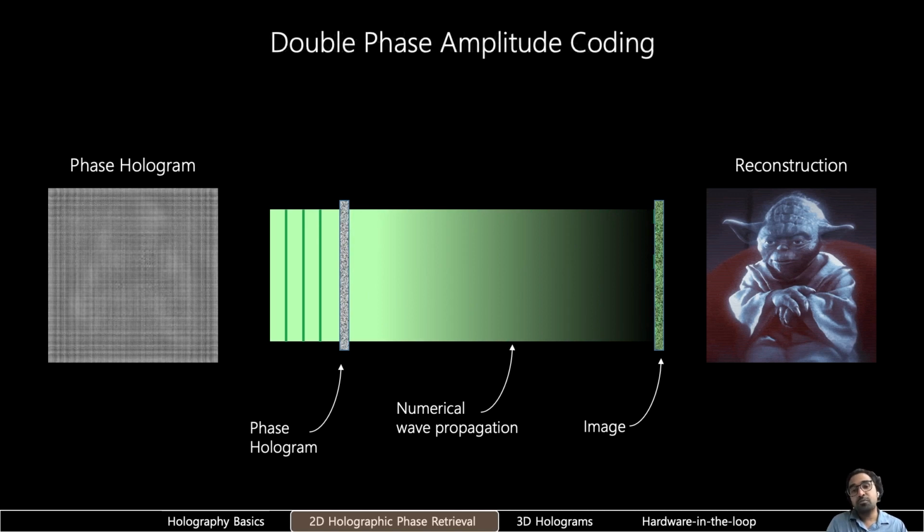Another widely used method is the double-phase amplitude coding method, where the waves are propagated to the hologram plane from the image plane, and the complex amplitude is encoded into two phase-only pixels. While this works reasonably well, it is not very robust, and we typically see some loss in resolution and sometimes contrast. These two methods, although widely used in holography, do not result in optimal phase modulating patterns.